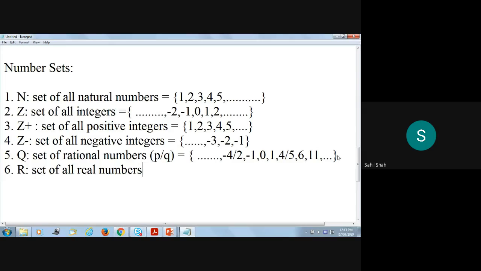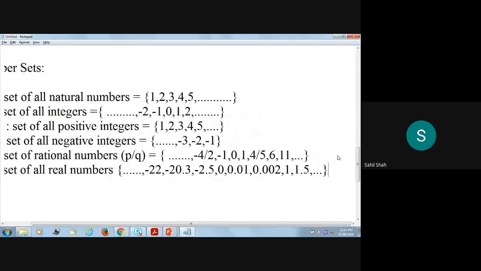What do you mean by real numbers? A real number is a number which can be represented in the form of decimals, in the form of points. So you will have here all integers, whole numbers, and all rational numbers as well. So you will have minus 22, let us say minus 20.3, minus 2.5, 0, 0.01, 0.002, 1, 1.5, and so on. You will have everything here in the set of real numbers.